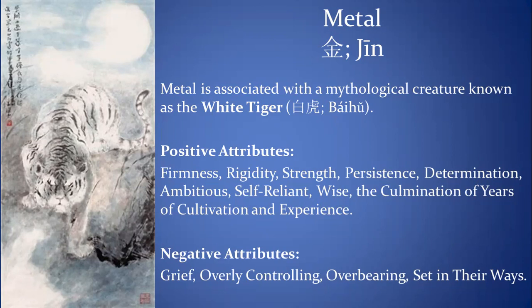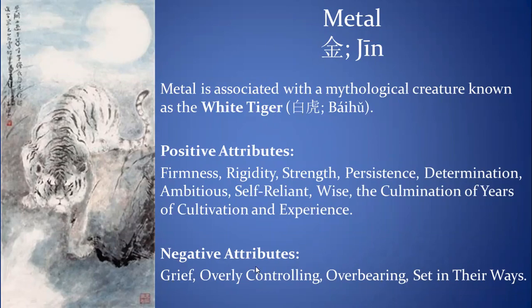Since metal is also linked to autumn and the end of the life cycle, it is also connected with grief and the concept of letting go. So an imbalance of metal means you are unwilling to let go, so your feelings of grief are much stronger. Really, this idea is that people who get overcome by grief or struggle to let go of things, that's where metal comes in, an overbalance of metal.